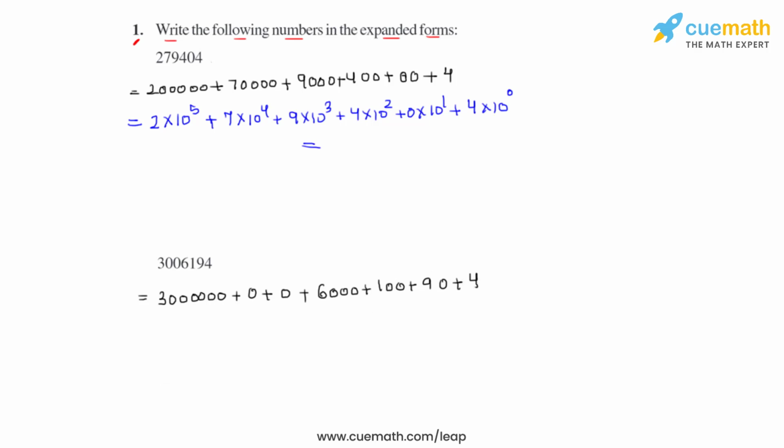finally 4. So this can be written as 3 times 10 raised to 6 plus 0 times 10 raised to 5, plus 0 times 10 raised to 4, plus 6 times 10 raised to 3, plus 1 times 10 raised to 2, plus 9 times 10 raised to 1, plus 4 times 10 raised to 0 is the expanded form for the given number. We'll go on to the next set of bits.